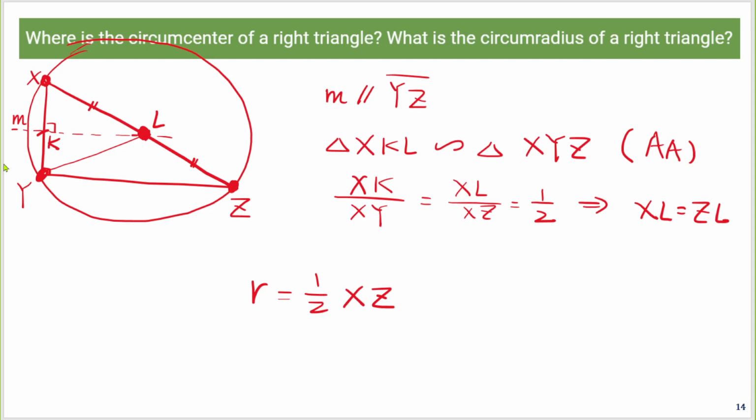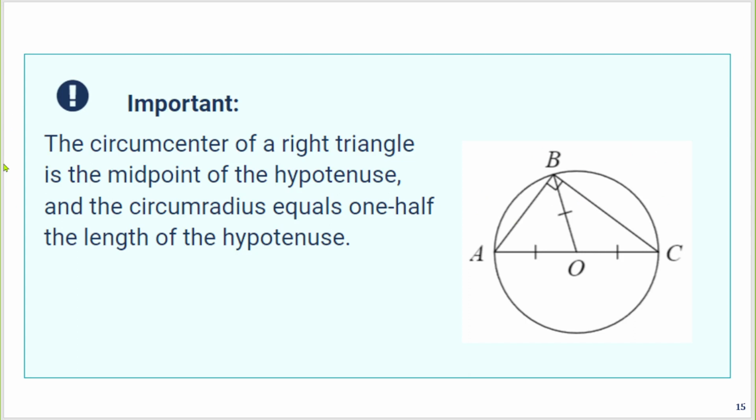So there is a special case for the right triangle. The circumcenter is located halfway along the hypotenuse, and the radius of the circumcircle equals 1/2 of the hypotenuse. So this is an important property of the right triangle. The circumcenter of a right triangle is the midpoint of the hypotenuse, and the circumradius equals 1/2 the length of the hypotenuse.